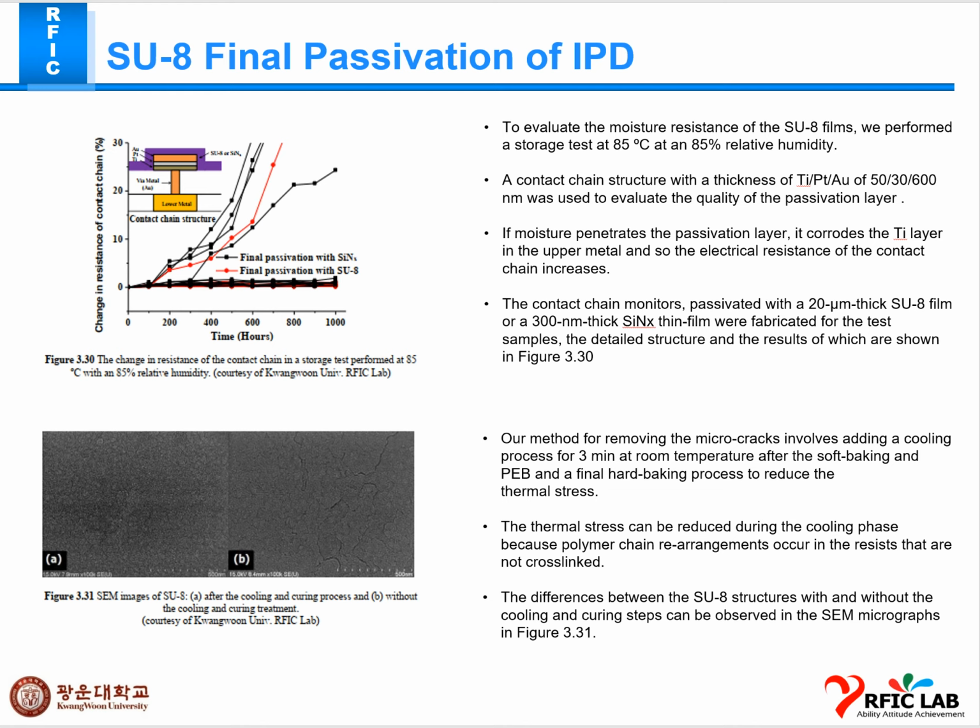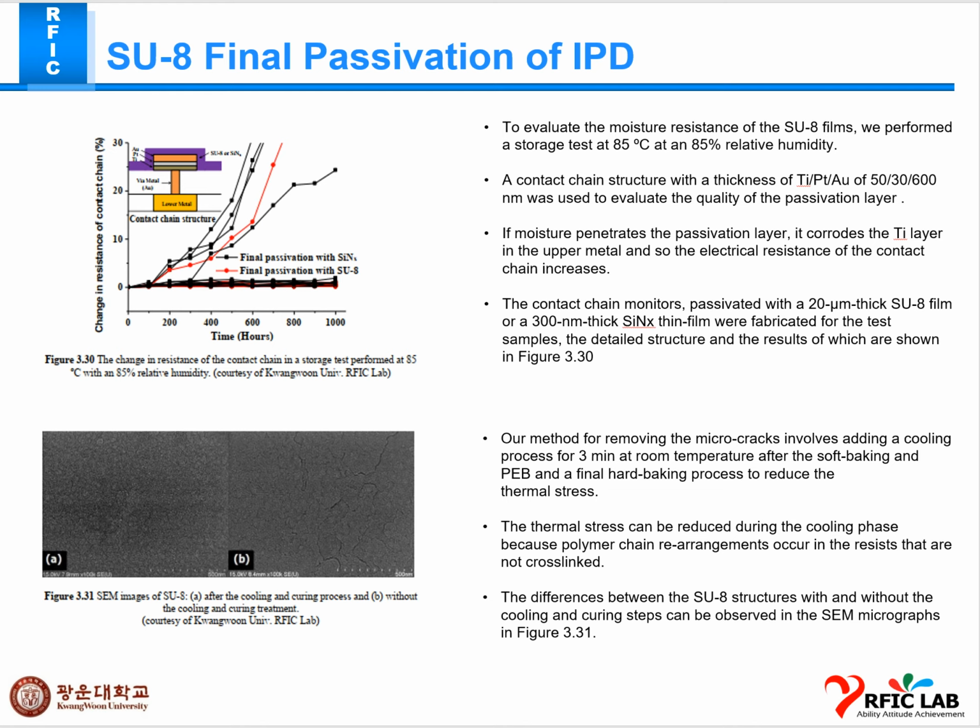In this contact chain structure, with a TiPtAu thickness of 50 to 3600 nm, was used to evaluate the quality of the passivation layer. The contact chain monitors passivated with a 20 micrometer thick SU8 film and a 300 nm thick SiNx thin film were fabricated as test samples. As you can see, the detailed structures and results are shown in this first figure. You can go through and see the changes in this diagram.